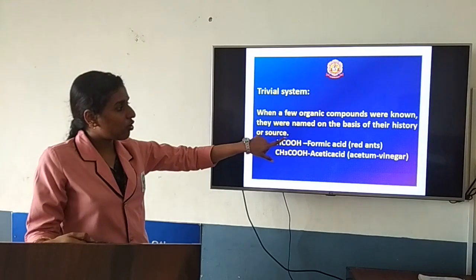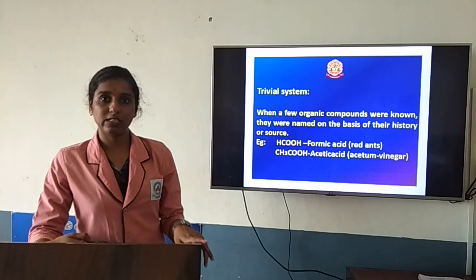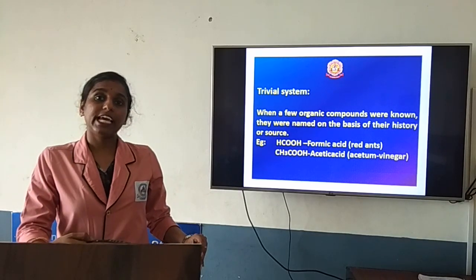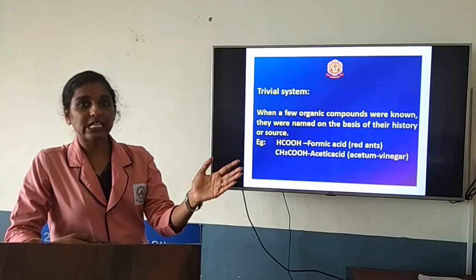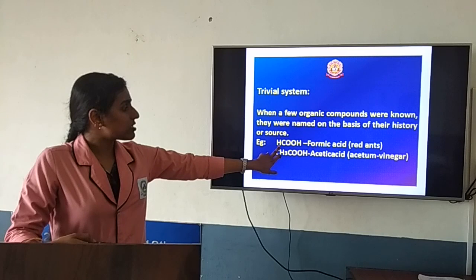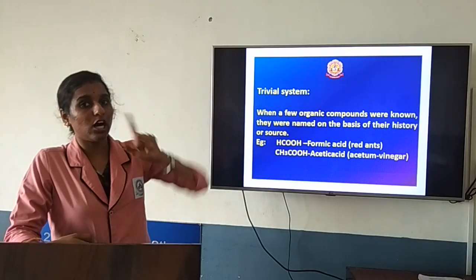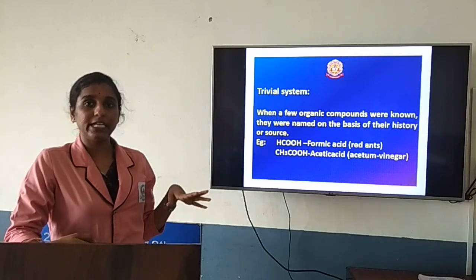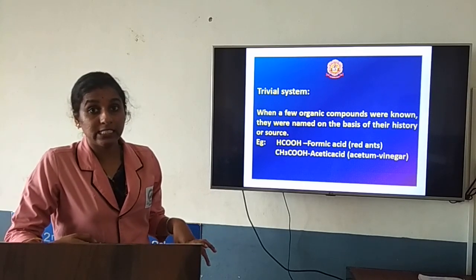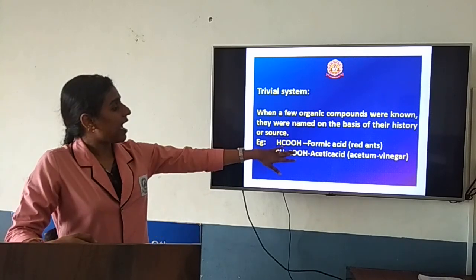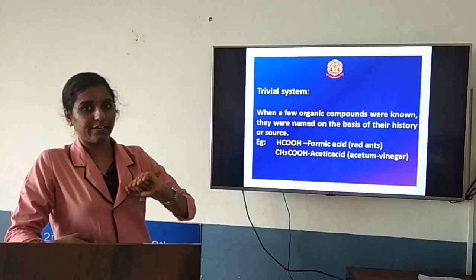For example, red ants contain an acid. That acid is formic acid. In Greek it is called formicis, and for that reason they gave that acid the name formic acid, and the formula is HCOOH. The second one is vinegar, which people call acetone. According to the source where they find it, they know it as acetone, and they have given the name acetic acid, and the formula is CH3COH. So this is regarding trivial.